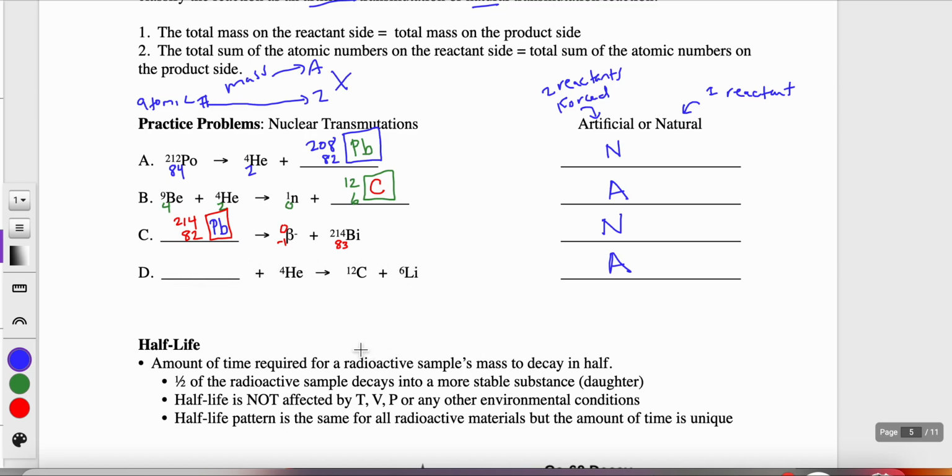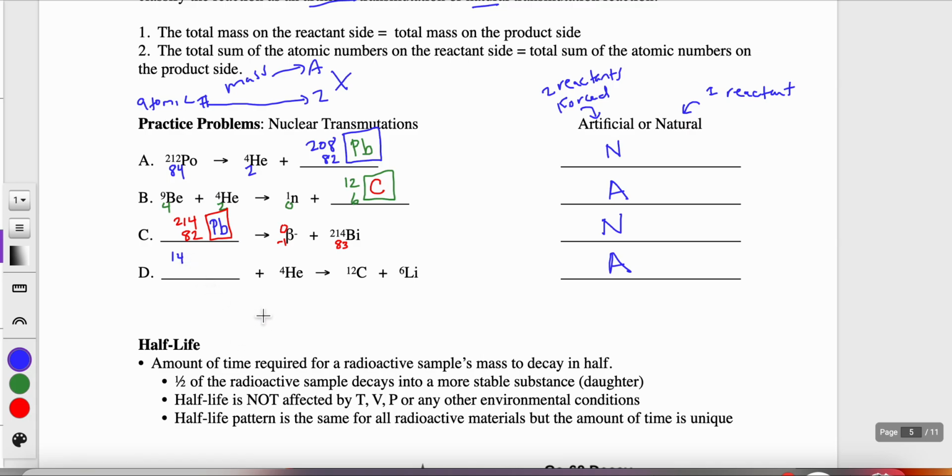Last example here. I'm going to follow the same type of format. So I see that one of my reactants is missing. So I'm going to start on the product side. I have one structure that has a mass of 12, another structure mass of 6. So the combined mass on the product side is 18. I do have one reactant showing that has a mass of 4. The missing reactant must make up the remaining mass. So I need to get to a total mass of 18. So 18 minus 4 is 14. So my missing reactant must have a mass of 14.